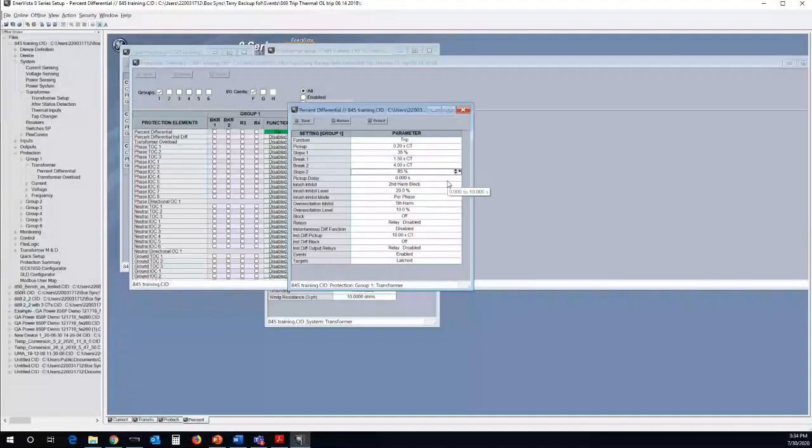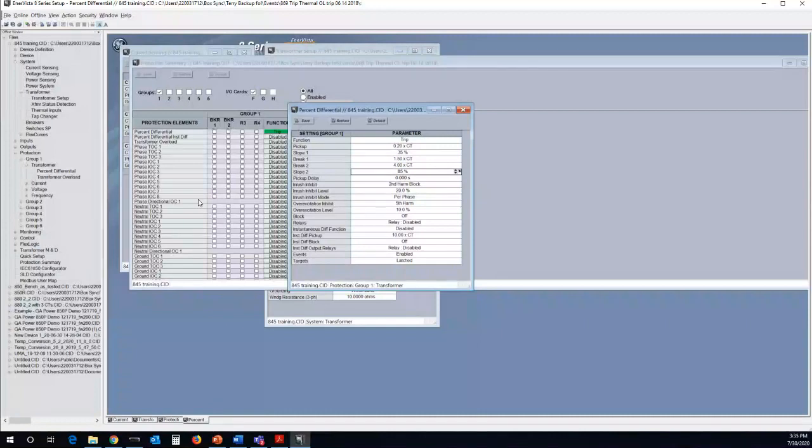I can add a pickup delay. I don't want to do this in this example because there's no need in doing this. I've got decent CTs here, and I've got decent settings, and those should prevent me from misoperating for a through fault. So I'm not going to add any intentional delay.